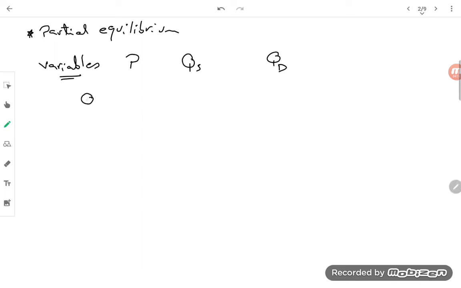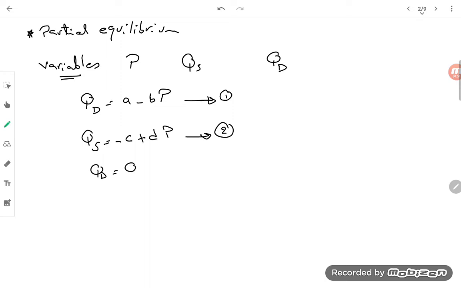So we can write QD as a function of price, and it can be written as QD equals A minus BP. This is equation number 1. Equation number 2, QS equals negative C plus DP. And this is equation number 2. Equation number 3, which is the definitional one, QD equals QS.